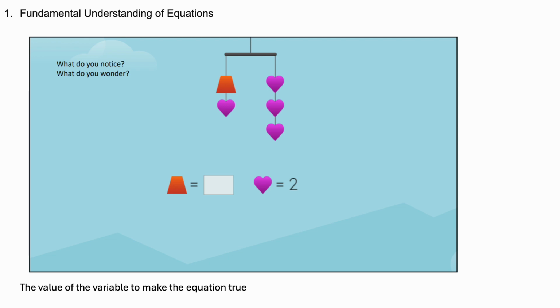Equation is like a balance, where the left-hand side equals the right-hand side. On the right-hand side, if we know a heart is 2, then we have 6 here, 3 lots of 2, and then we have a 2 here. So the trapezium must be 4 to achieve the balance. So this is a fundamental understanding of an equation.